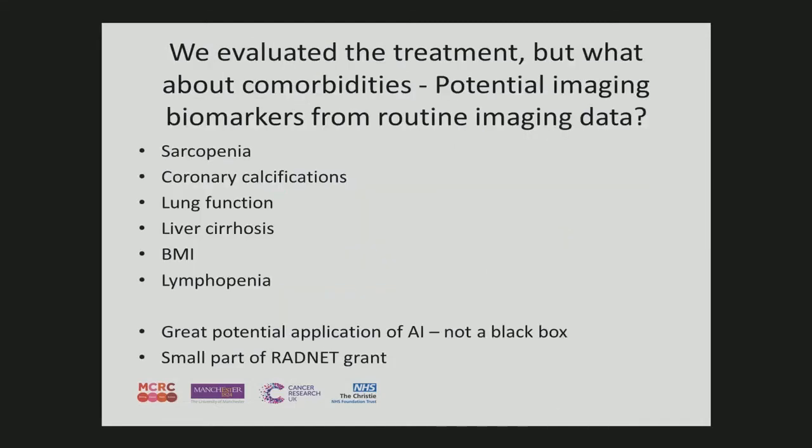Another thing that we're looking at is we have all these images, and those images don't only tell us how the treatment was done, they also tell us things about the patient. So this is a bit of a new line for us, and this is imaging biomarkers. Can we tell from routine imaging how the patient is doing? And we like AI, because with AI you can, for instance, segment a certain organ, measure its volume, that kind of stuff. And you can do that on a very large scale. So there are a lot of biomarkers that are possible.